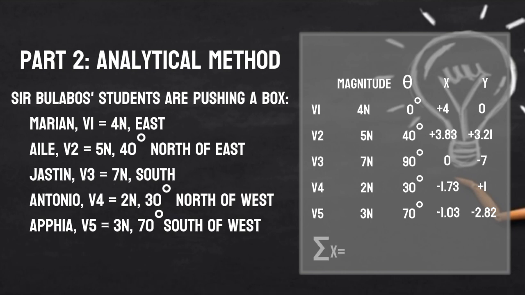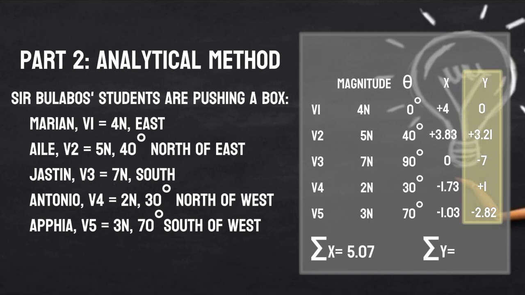For summation of x, that is 4 plus 3.83 minus 1.73 minus 1.03, and that is equal to summation of x equals 5.07. For summation of y, that is 0 plus 3.21 minus 7 plus 1 minus 2.82, equals summation of y is equal to negative 5.61.